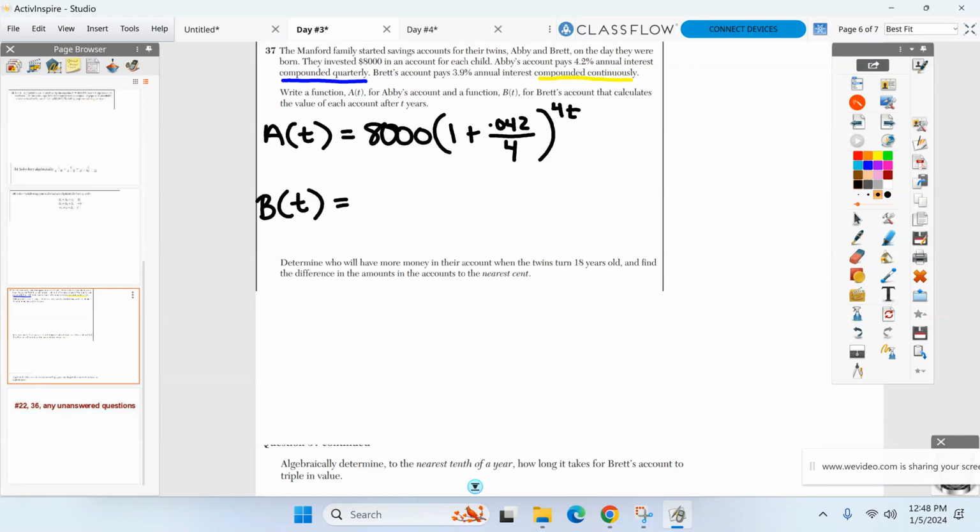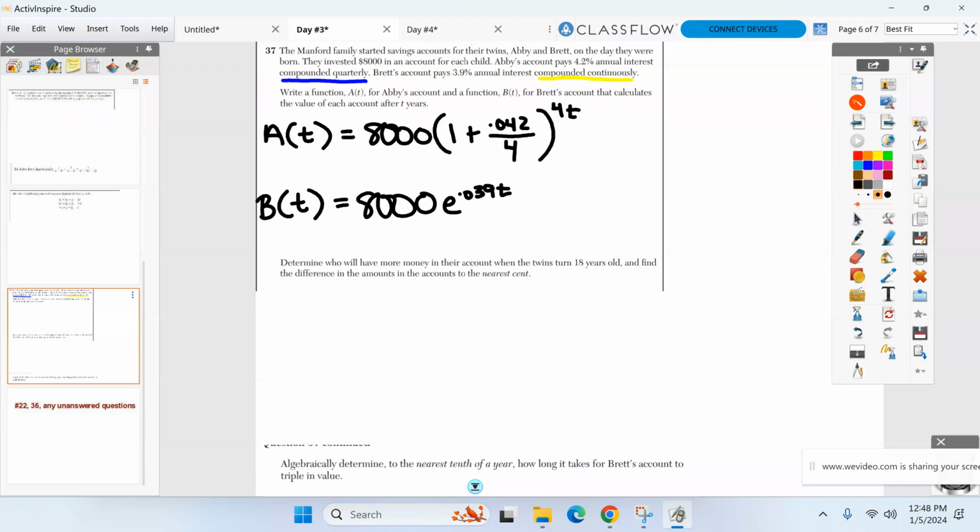All right, so P for principal, 8,000. But now it's E, and remember, that's not a variable. That's the E on the calculator. 2 point whatever it is. Raised to the, what's my rate for Brett? 0.039 T. Compounded quarterly, monthly. That's the formula. Continuously, APERT. Okay, APERT. All right, now that we have that, hopefully this next part will be smooth sailing.